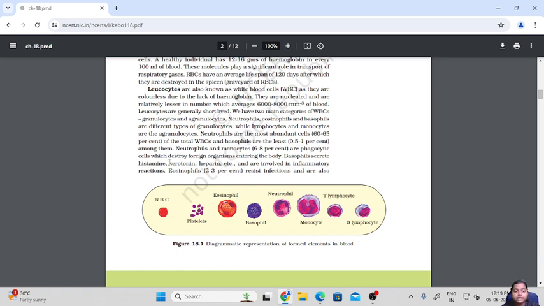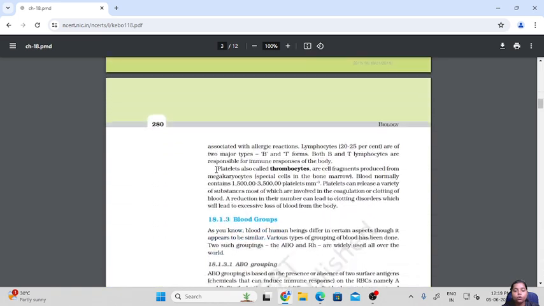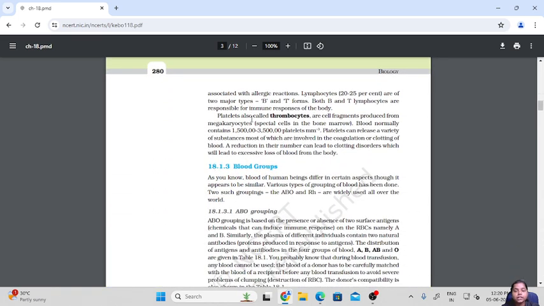Neutrophils and monocytes are phagocytic cells which destroy foreign organisms that enter the body. Basophils secrete histamine, serotonin, heparin, etc., and are involved in inflammatory reactions. Eosinophils can resist infections and are also associated with allergic reactions. Lymphocytes constitute around 20 to 25%.